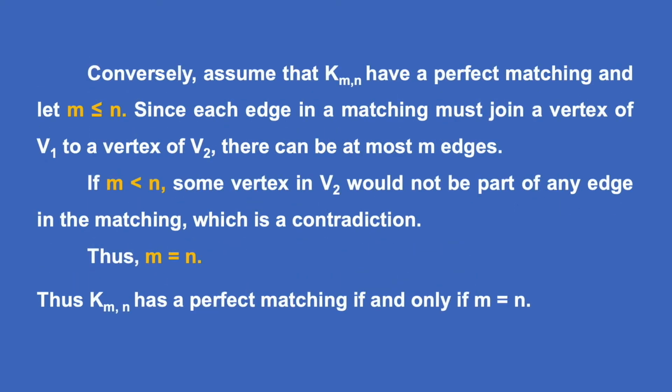Conversely, assume that K(m,n) has a perfect matching and let m be less than or equal to n. Since each edge in a matching must join a vertex of V1 to a vertex of V2, there can be at most m edges. If m is less than n, some vertex in V2 would not be a part of any edge in the matching, which is a contradiction. Thus, m is equal to n. Thus, K(m,n) has a perfect matching if and only if m is equal to n.